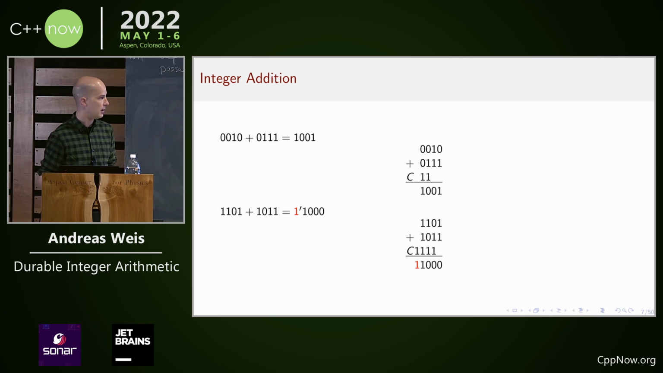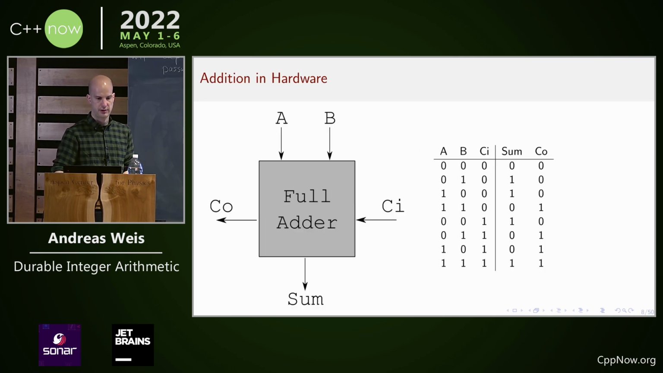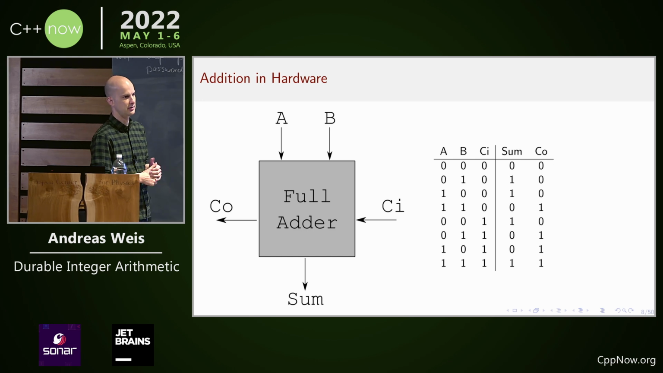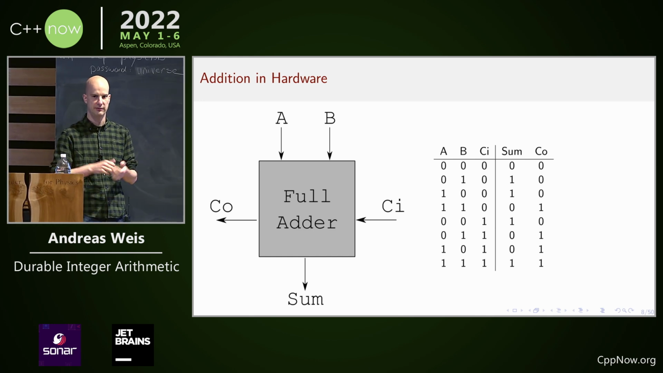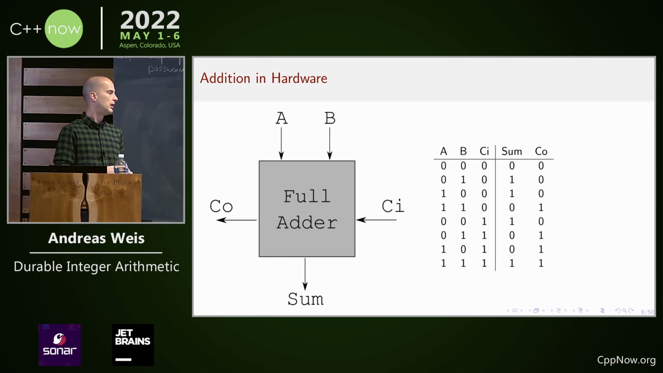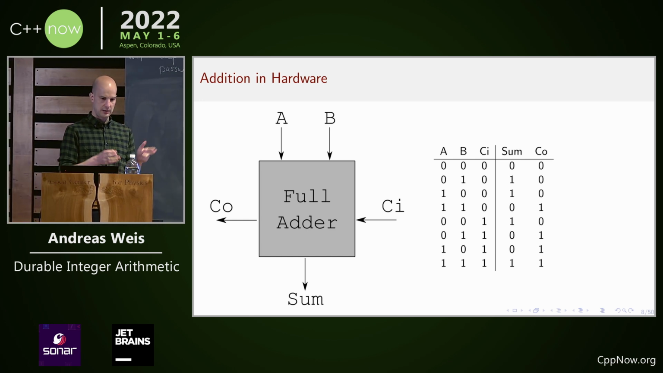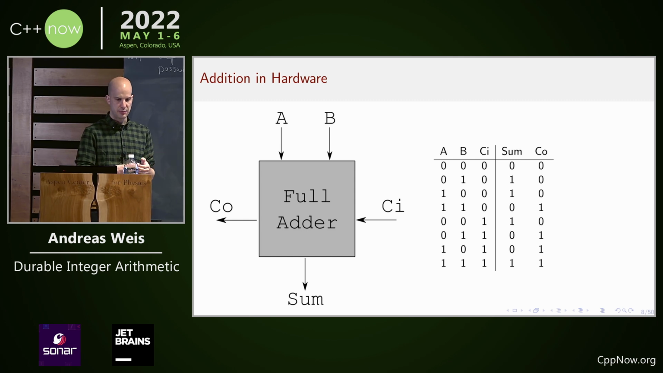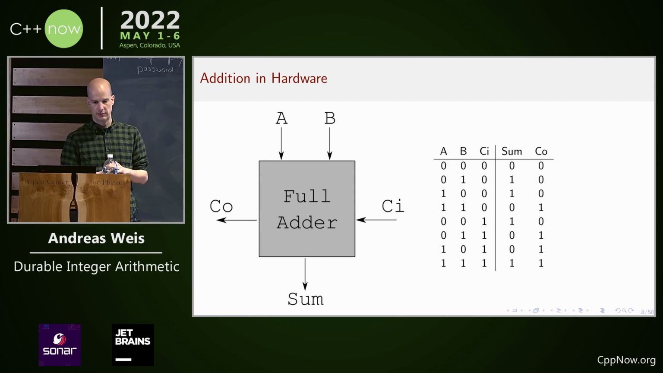So implementing this in hardware is actually pretty straightforward. It's one of the common circuits that you encounter when you have an introductory course on circuit design. It's called a full adder. And what it does is it basically takes 2 bits, A and B, plus a carry in, and it adds that together to a carry out and a sum.